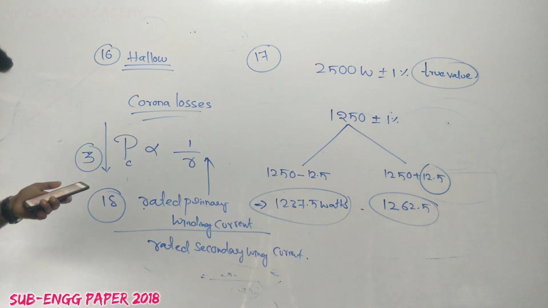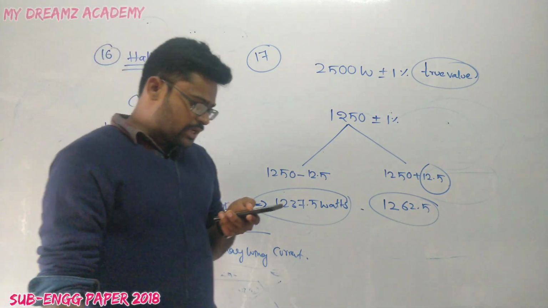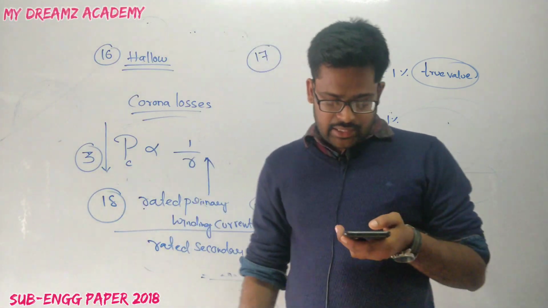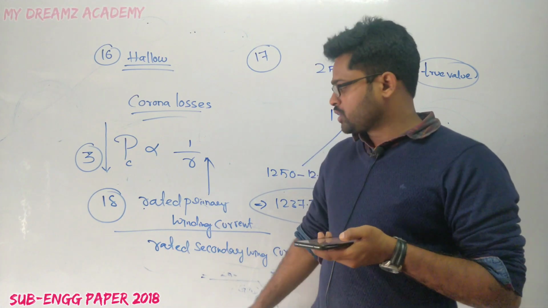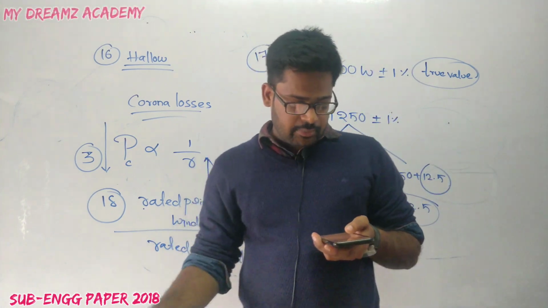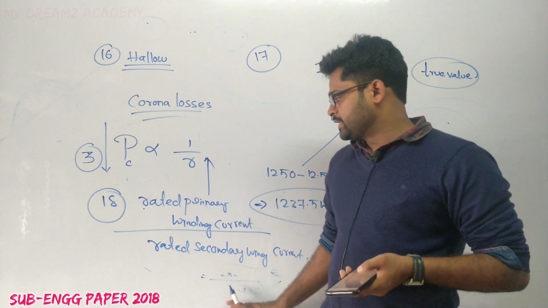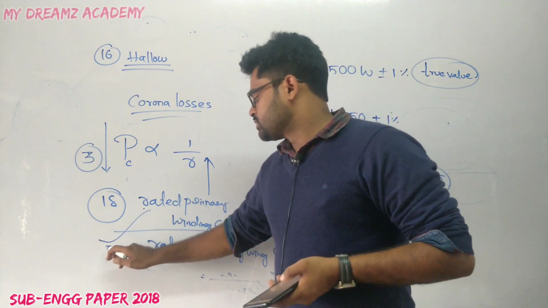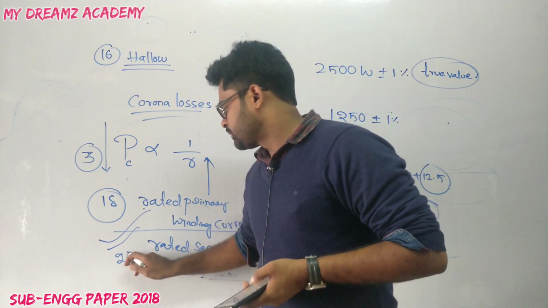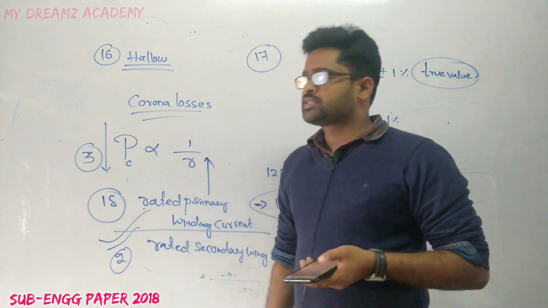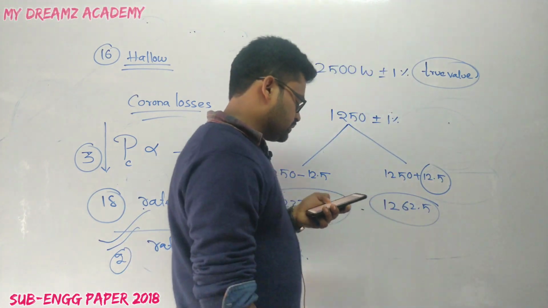So which option is correct? Option 1, that is primary winding current by secondary winding current, this is wrong. And the second one is rated primary winding current by rated secondary winding current, that is correct. So the second one is correct. For the 18th question, the answer is 2. Next one.